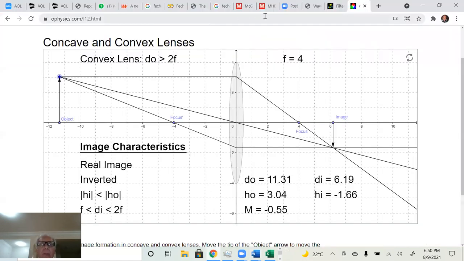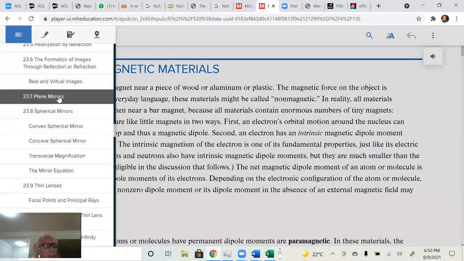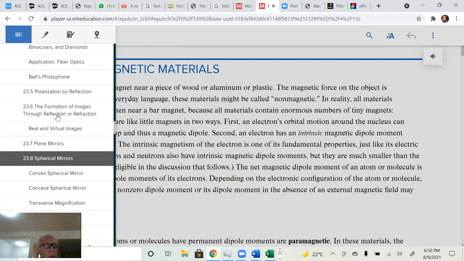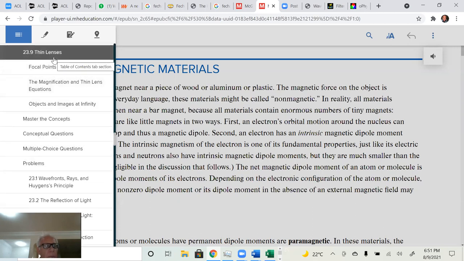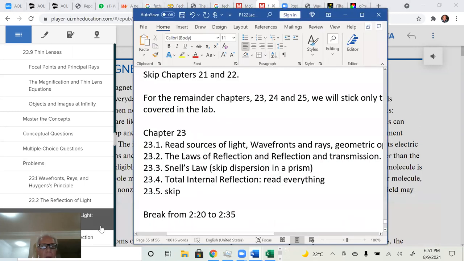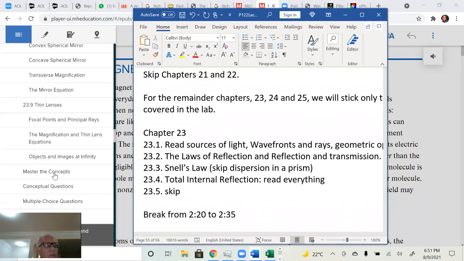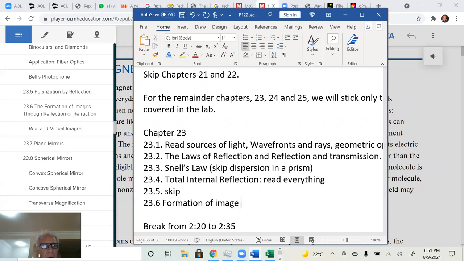This material corresponds to the following in the book. Okay, we're going to do only converging lenses. So we're going to skip mirrors. We're going to skip spherical mirrors. We're going to start with converging lenses, 23.9. So you can add 23.9 to the list of 23.6, formation of images through reflection and refraction. Yeah, no, 23.6, we're not going to skip. Formation of image, but only through refraction. Skip reflection, but we're not going to do mirrors.